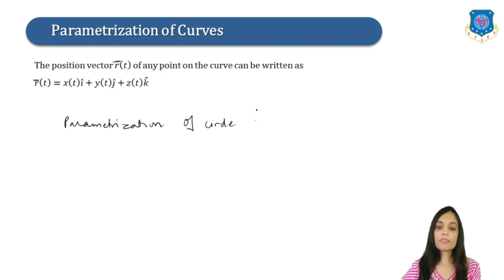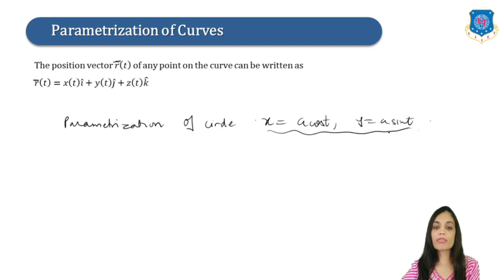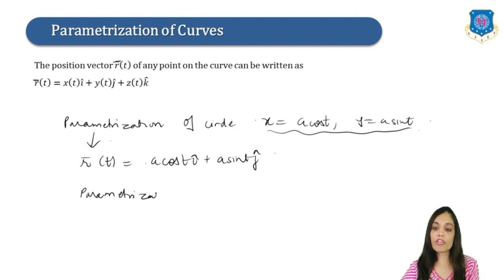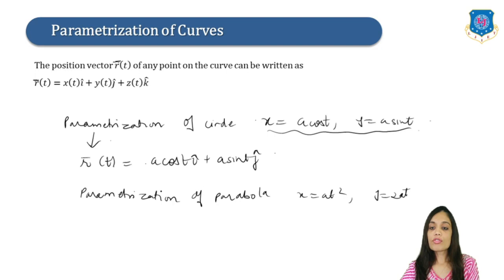Firstly, write the parametric equations of the circle. So x equals a cos t and y equals a sin t. These are your parametric equations of the circle. So the parametrization r bar of t is given by a cos t i cap plus a sin t j cap. Similarly, if I want to write the parametrization of a parabola, I know the parametric equations of the parabola, right? They are x equals a t squared and y equals 2 a t. So the parametrization of the parabola r bar of t will be a t squared i cap plus 2 a t j cap.